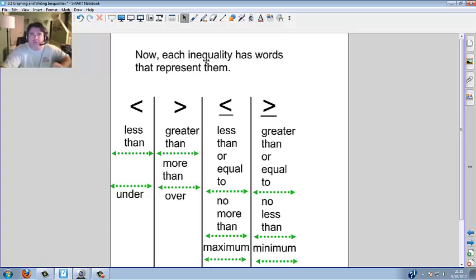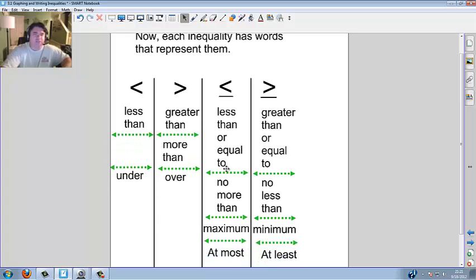Now, each inequality has words that represent them. If you notice here, the less than just writes less than. Greater than is greater than, or it means more than. So when you see the word less than, if you see the word under, it also means less than. If you see the word greater than, it also could mean more than or over.